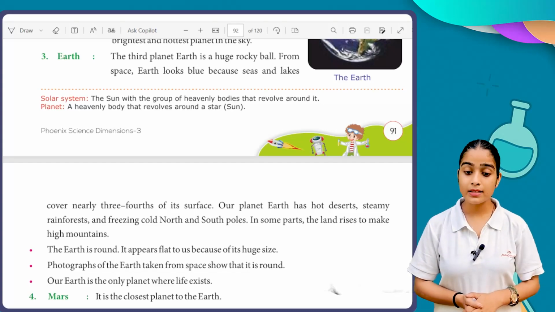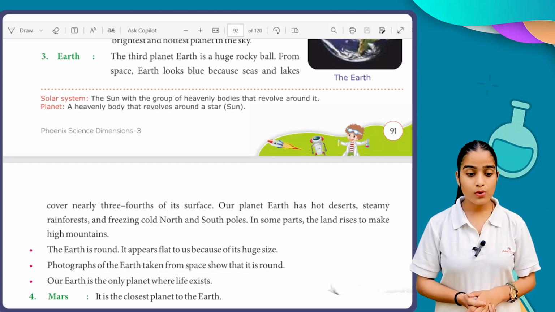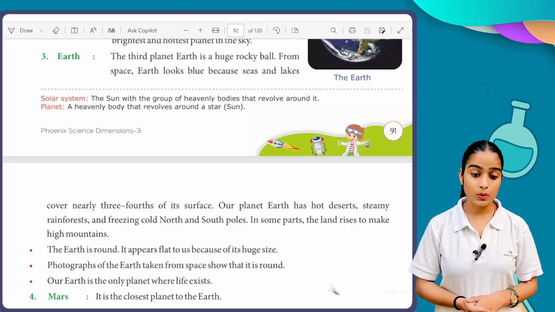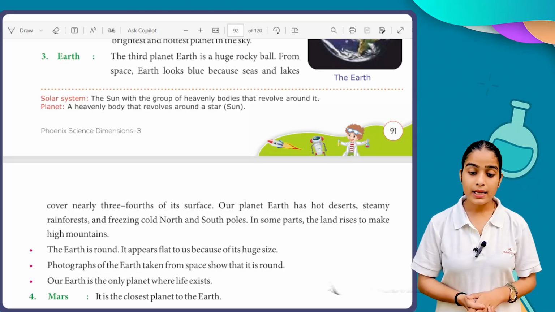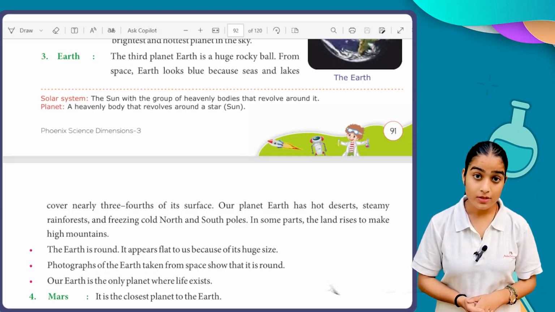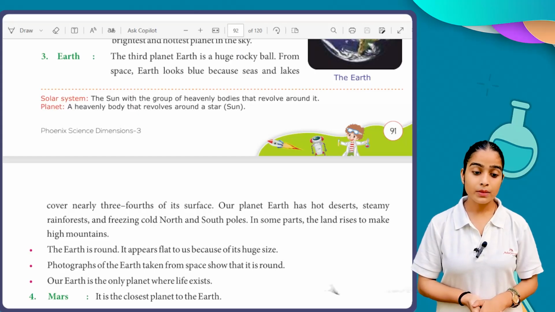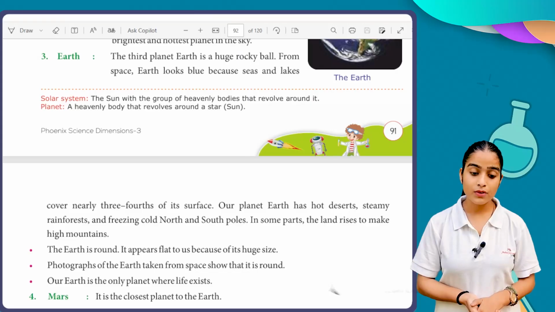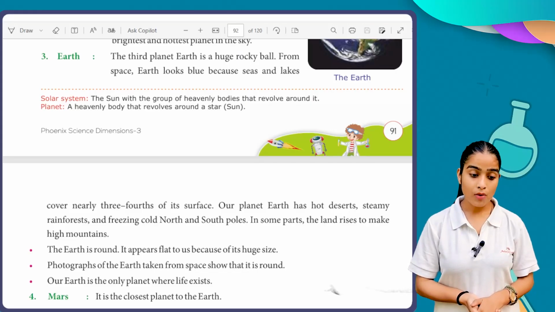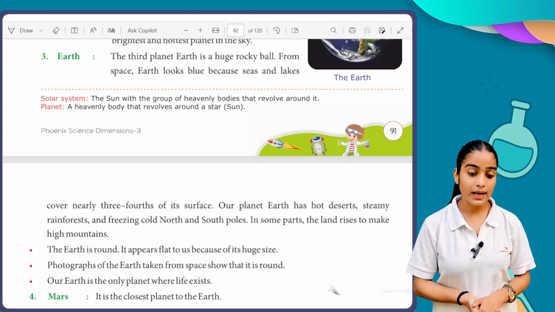Our planet Earth has hot deserts, steamy rainforests, and freezing cold north and south poles. In some parts, the land rises to make high mountains also. The Earth is round. It appears flat to us because of its huge size. Photographs of the Earth taken from space show that it is round. Our Earth is the only planet where life exists.